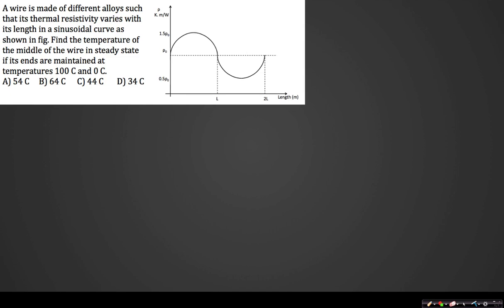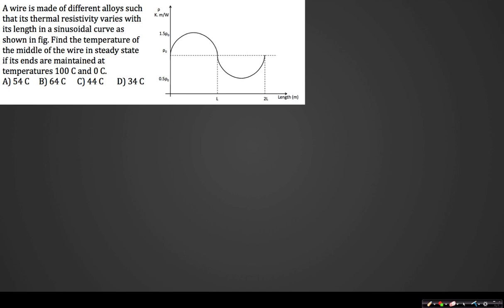So the first question is: a wire is made of different alloys such that its thermal resistivity varies with its length in a sinusoidal curve as shown in the figure. Find the temperature of the middle of the wire in steady state if its ends are maintained at temperatures 100 degrees and 0 degrees Celsius. There are 4 options. You need to choose among the options. So you can try by yourself and again come back to see the solution.